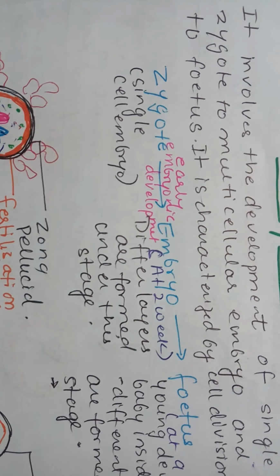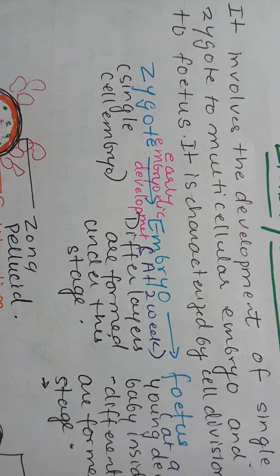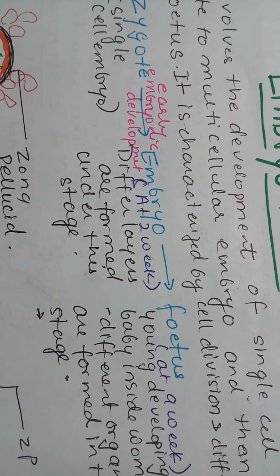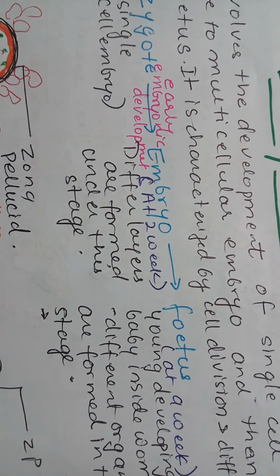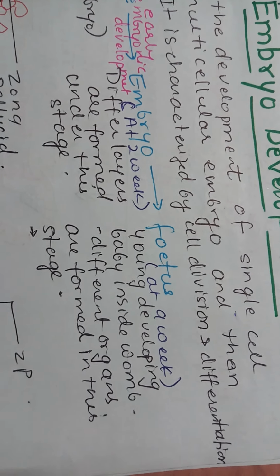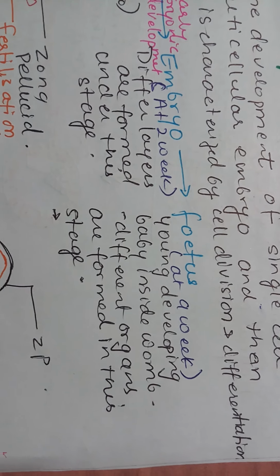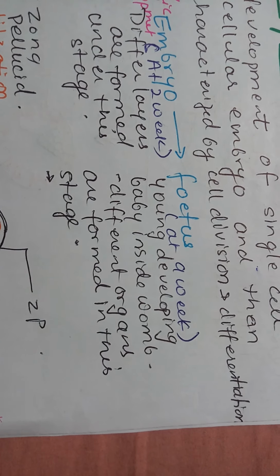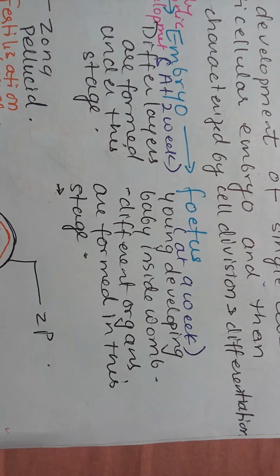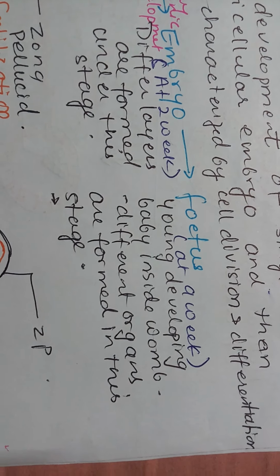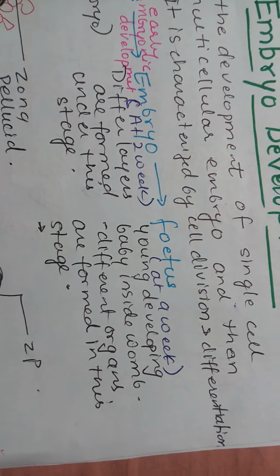So the zygote, which is also known as a single cell embryo, forms an embryo at about 2 weeks, under which the different layers are formed. Then from the embryo, the fetus is formed at 9 weeks, and the fetus is a young developing baby inside the womb where all the organs are differentiated and visible.